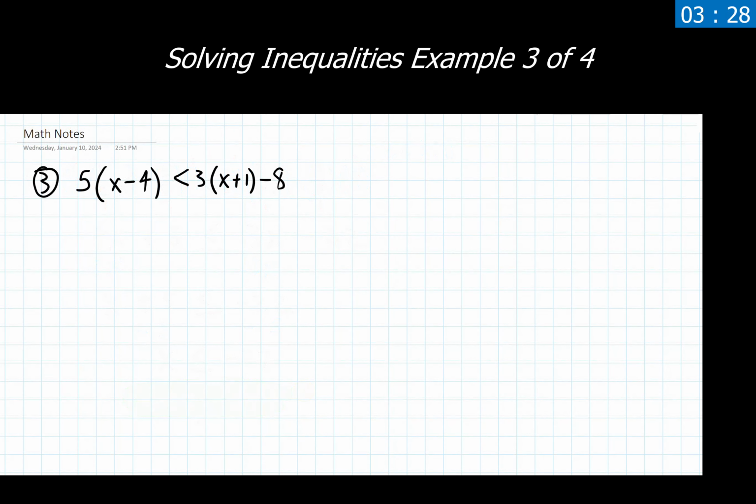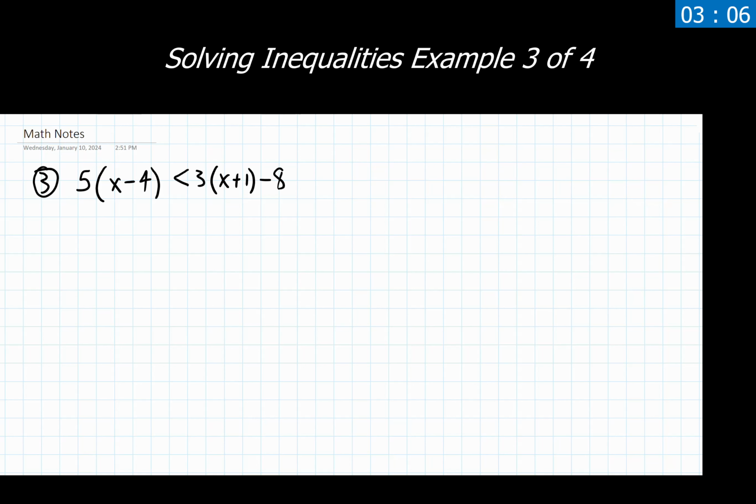For example 3, we have some other kinds of prep work that we need to do to go through and set up and simplify this inequality down. So we are given 5 times the quantity x minus 4 is less than 3 times the quantity x plus 1, all subtracted by 8.